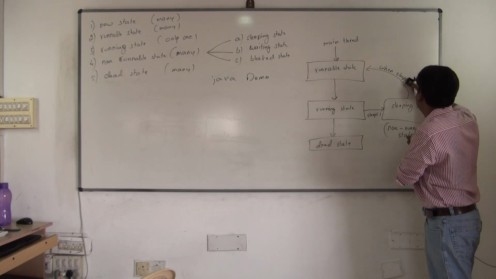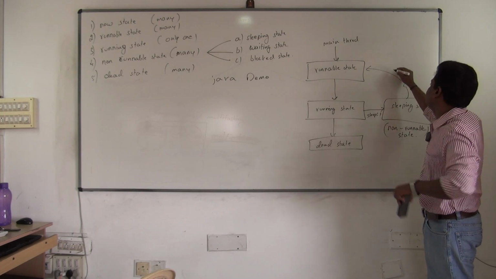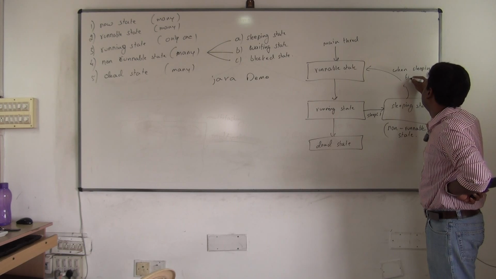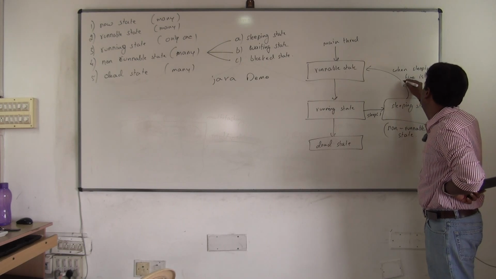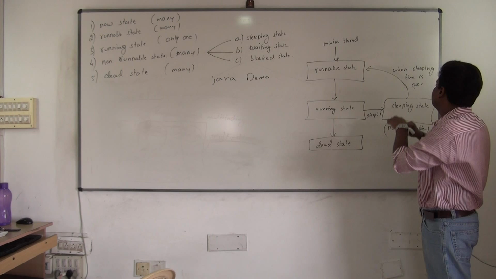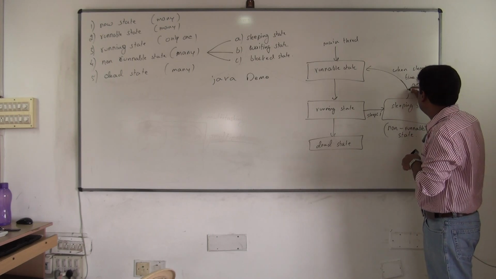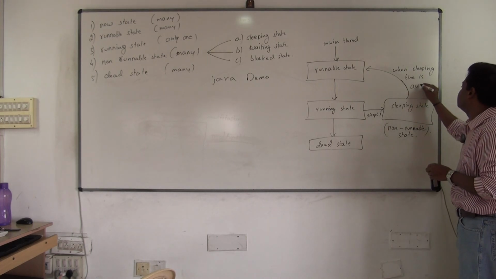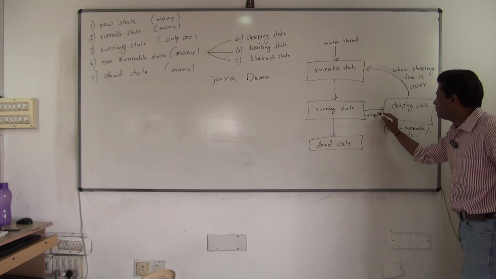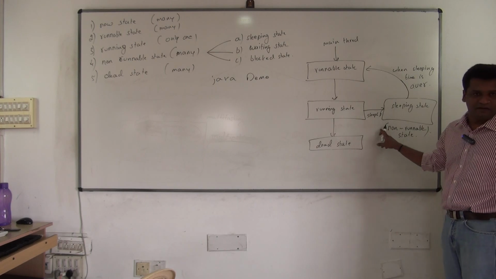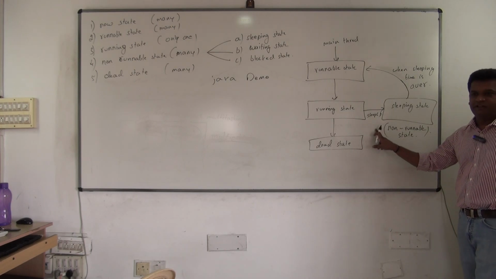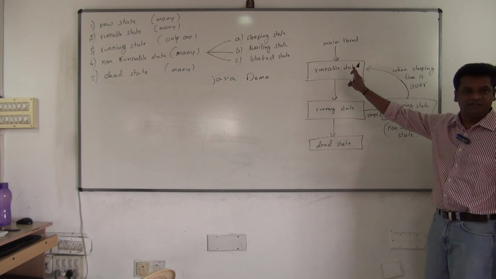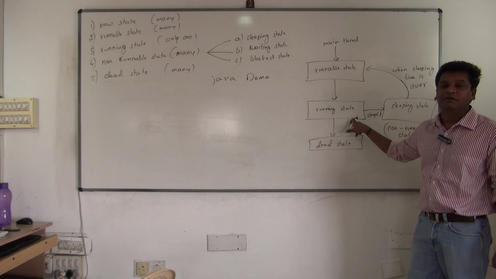Or I'll write it like this. Automatically it will come. When sleeping time is over, it will come to runnable state. So remember this, I am going to introduce which method now? The sleep method. When you call the sleep method, you have to send some argument, we'll see it. It will come to sleeping state, and when the time is over, it will go back to runnable state. And from runnable state, again it will come to running state.